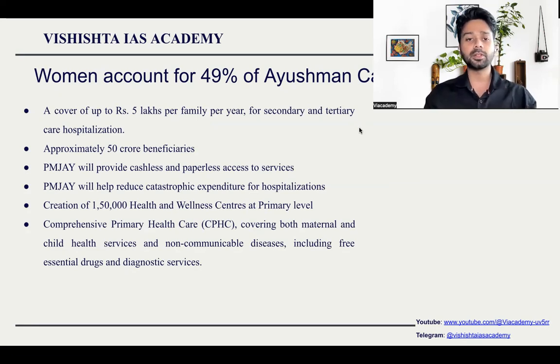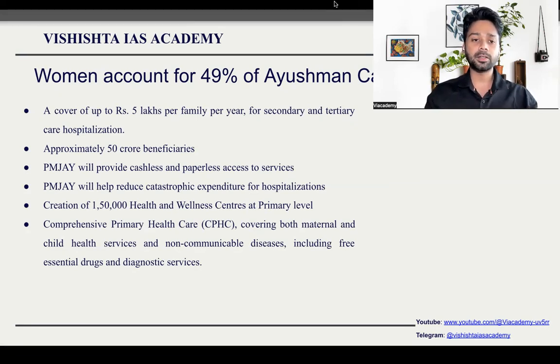The insurance cover provided by Ayushman Bharat is 5 lakh per family per year. A family can include an average of 5 members. So totally 50 crore people are coming as beneficiaries under this scheme. This is a very important point.